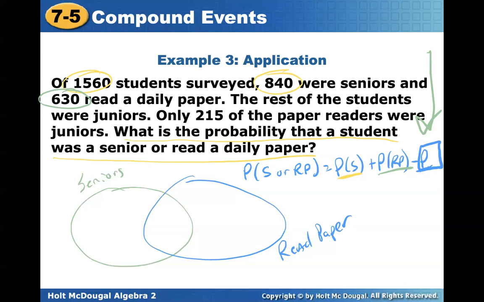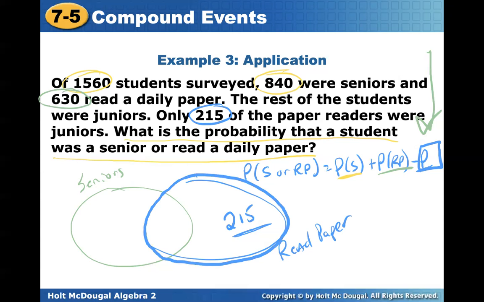Now, this piece of information is important. Only 215 of the paper readers were juniors. Well, that means they can't be encompassed in the green circle, right? Because in the green circle, we're considering seniors. So 215 juniors read the paper. Now, knowing that is going to unlock the key to figuring out what's in the overlap and then how many seniors are there that don't read the paper. Okay.